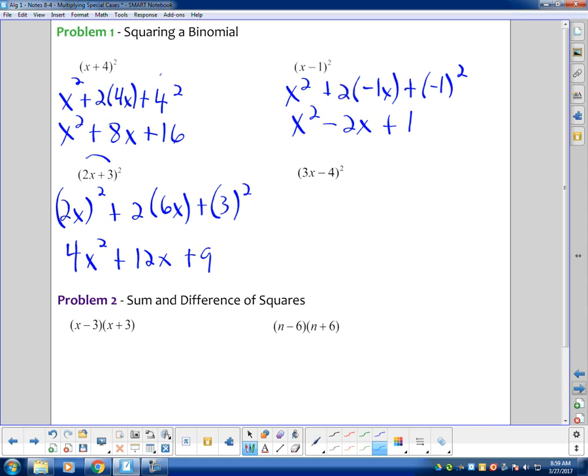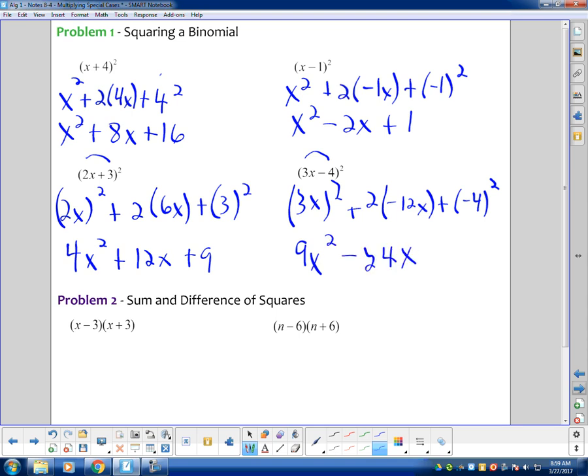All right, in this one we have 3x quantity squared plus 2 times 3x times negative 4. If you multiply those two together, it's negative 12x, and then plus negative 4 squared. So I have 9x squared minus 24x plus 16, and that's my final answer. This board's messing up a bit here. Let's fix that.